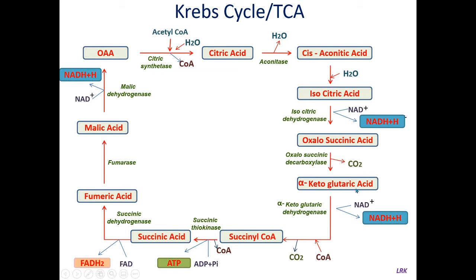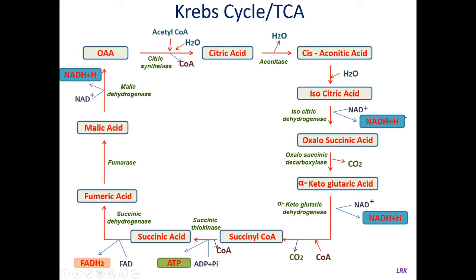In the next reaction, this alpha ketoglutaric acid again undergoes oxidation as well as decarboxylation. By decarboxylation, it loses one more carbon, and the four carbon succinyl coenzyme A is formed. As a result of this Krebs cycle, for each molecule of acetyl coenzyme A, we have three NADH, one FADH, and one ATP. So for two molecules of acetyl coenzyme A, we have a total of 6 NADH, 2 FADH, and 2 ATP. All these are energy-rich compounds. These compounds store energy in their bonds.